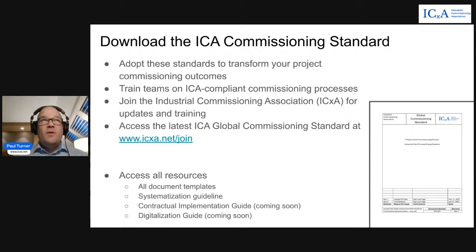There's over 3,200 members of the Industrial Commissioning Association. So definitely get signed up in there and get access to all the resources that are in there, all the standard documents, the document templates, the systematization guidelines. We're working on a contractual implementation guideline as well as a digitalization guide so that you can apply the standard to your projects using these best practices.